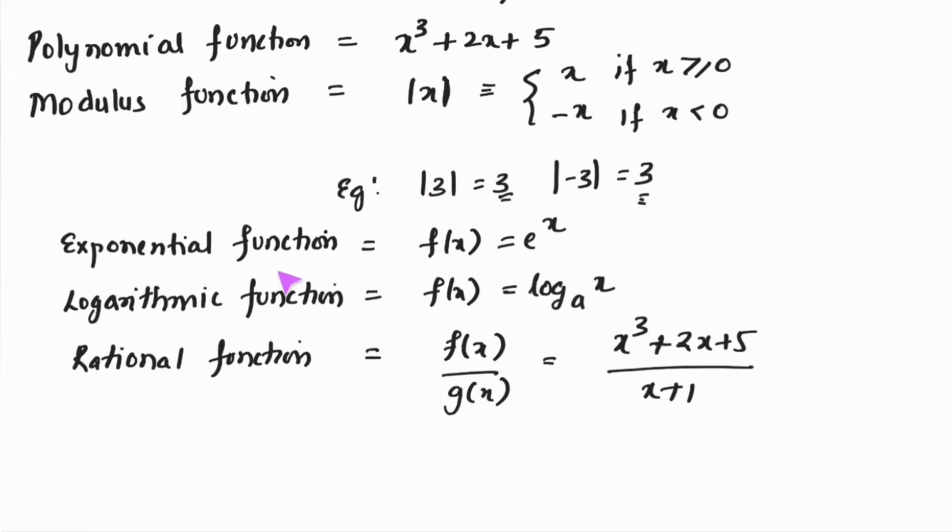Third one is exponential function. In any expression, if you have e, right? E is nothing but the exponent. The value of e is 2.718, right? E is equal to 2.718. And if there's any function where log is there, right, then it is logarithmic function. Rational function, as the name itself indicates, is a ratio or a fraction, right? Anything of this particular form is a rational function.